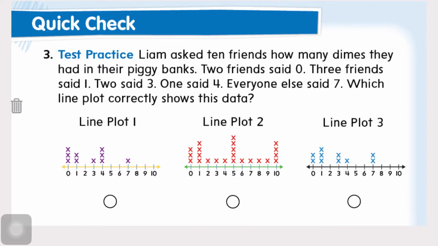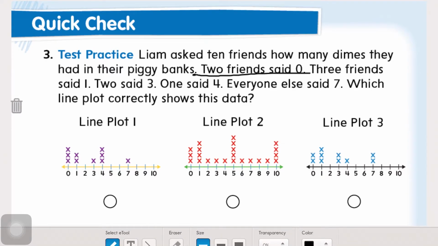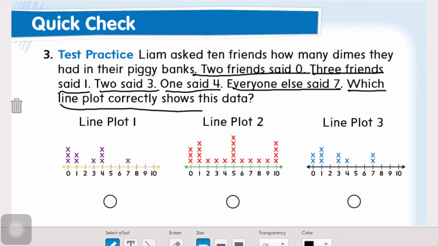All right, Liam asked 10 friends how many dimes they had in their piggy banks. 2 friends said 0. Underline what we know. 2 friends said 0. 3 friends said 1. 2 said 3. 1 said 4. Everyone else said 7. Which line plot correctly shows this data?